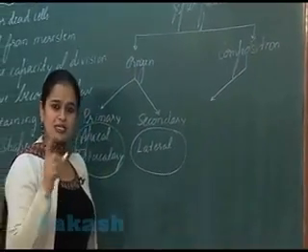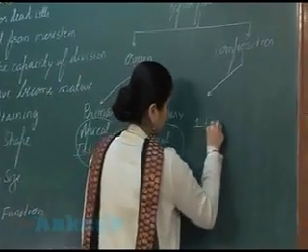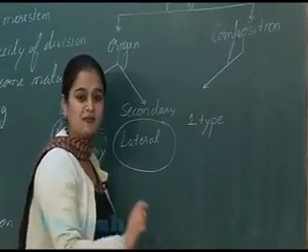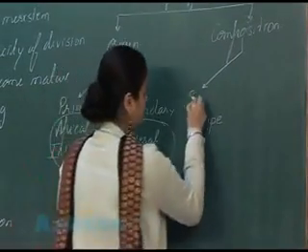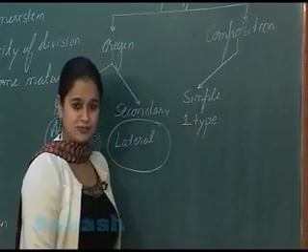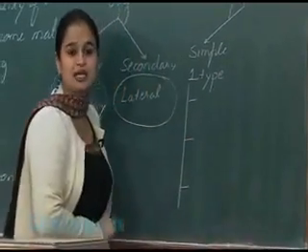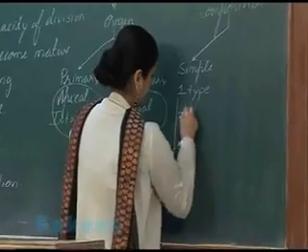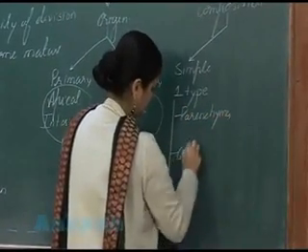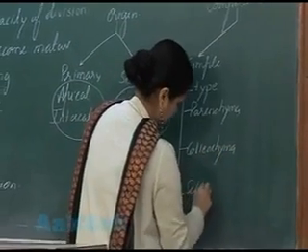If the tissue contains only one type of cells, in the tissue only one type of cells are present which are involved in similar function, this type of the tissue is known as simple tissue, simple permanent tissue. Under this category, we will study three types. One is parenchyma, then collenchyma and sclerenchyma.